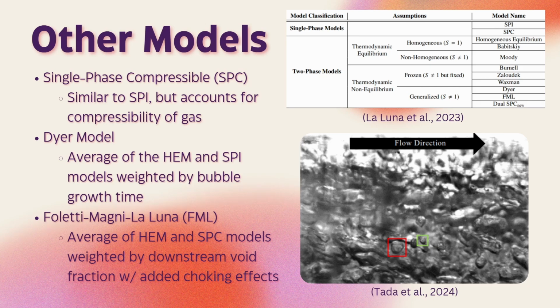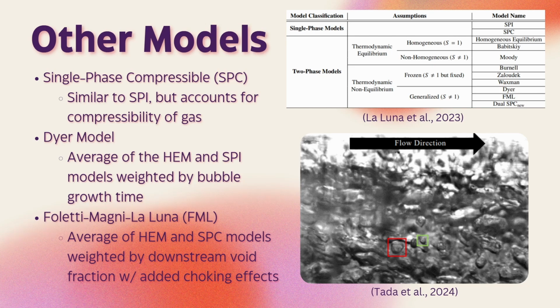And then the final model is from these Italian dudes called the FML model. It's an average of the HEM and the SPC models weighted by the downstream void fraction with some extra choking stuff to show that effect that I talked about earlier. I don't fully understand that one, but I implemented it. Here you can see a bunch of different models that exist in literature for two-phase flow. There's also a picture of nitrous oxide in an injector.